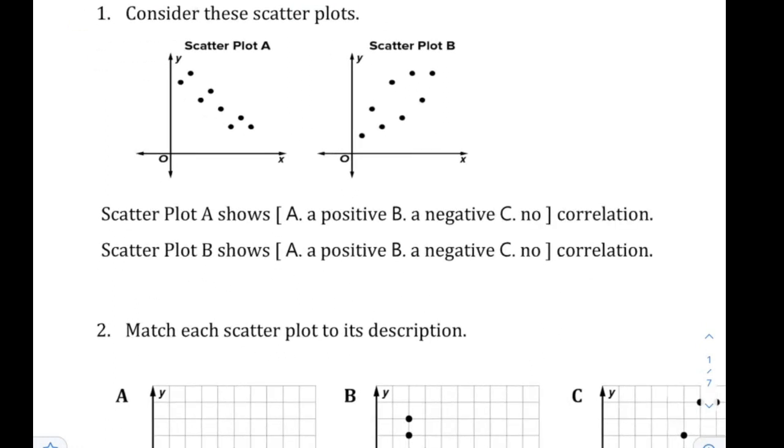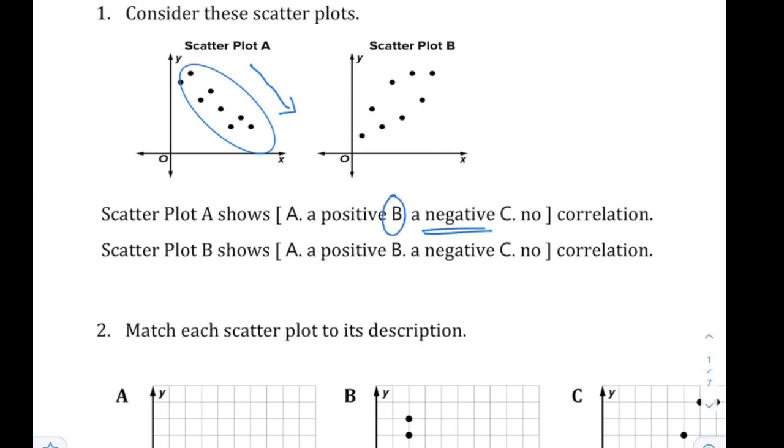Consider these scatter plots. We have scatter plot A, scatter plot B. Scatter plot A shows a positive, negative, or no correlation. It's very obvious here that the trend of the points is going down, it's decreasing, so it is negative correlation. So we are going to choose B.